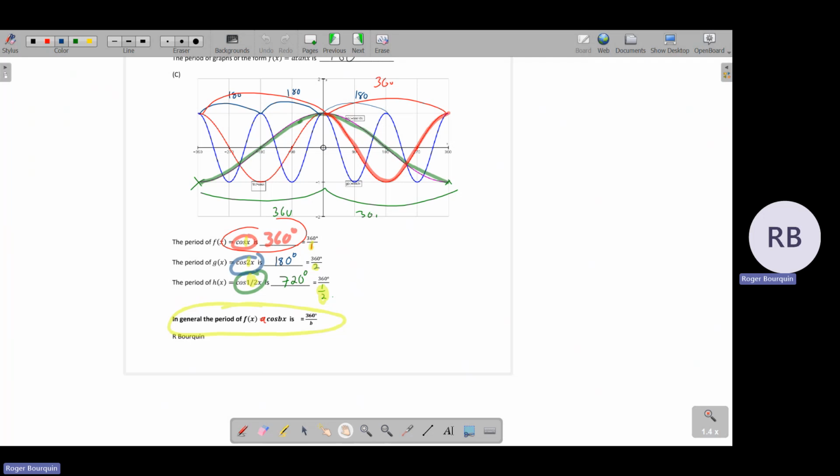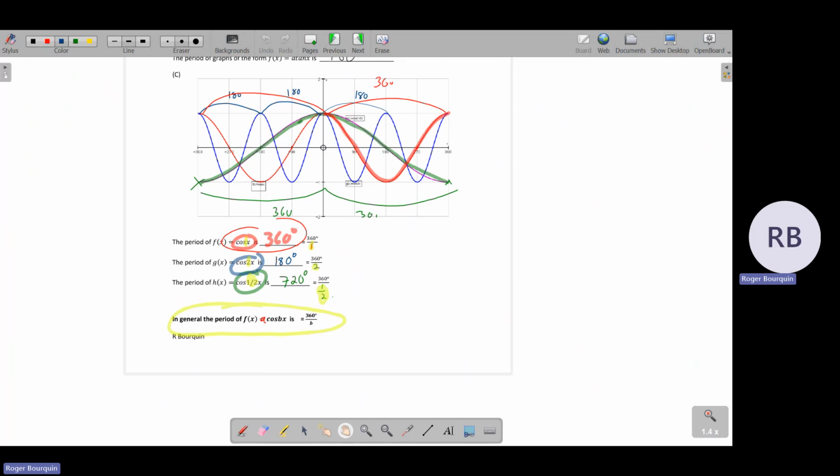But the blue graph, how long does it take to form a wavelength, to do a complete wavelength? Well, there's a 180-degree gap between all the maximums and the minimums, etc., right? You with me? So that blue graph is saying 180 degrees to complete the wavelength. So we say the period of the graph is 180 degrees.